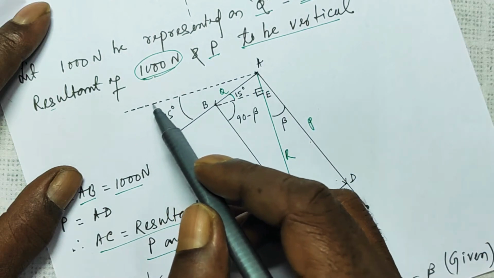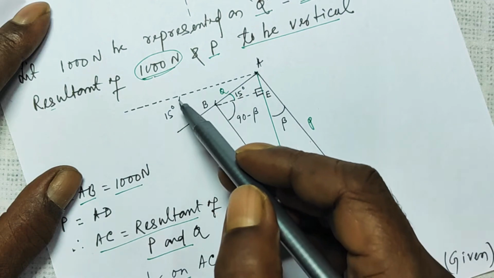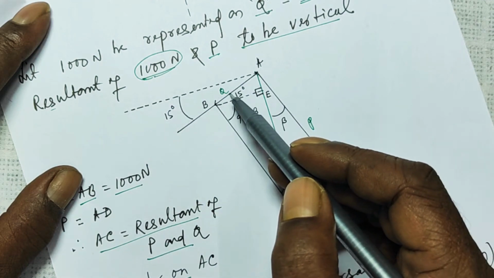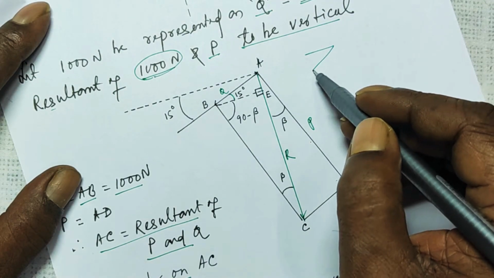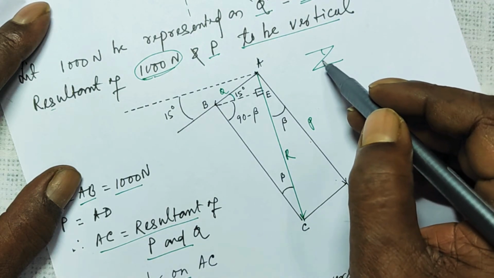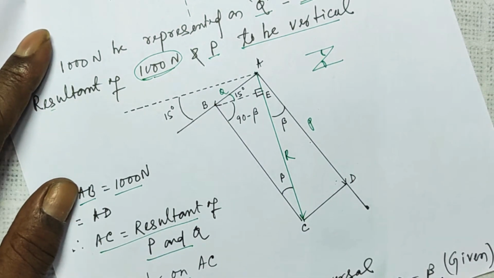Why? This dotted line and this dotted line are two parallel lines, and this is the transversal, so this is given as 15. Therefore, this will be 15 because of alternate angles. If this is theta, then this is theta. If this is 15, this is also 15.